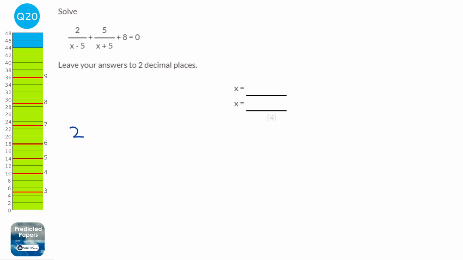So we've got 2 over, and let's just do the other over while I'm here. So we've got 2 over x minus 5. So we've got to get rid of the x minus 5, and we've got to get rid of this x plus 5.